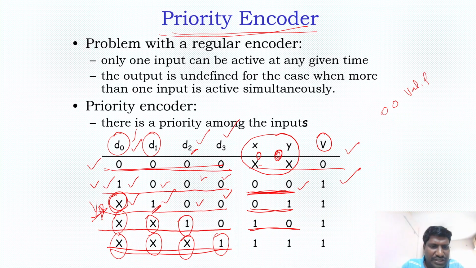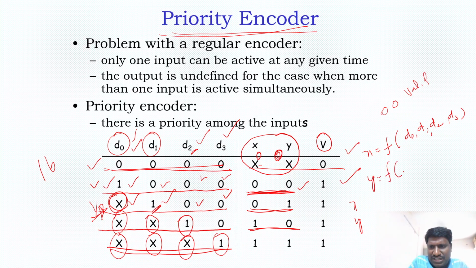Now when there are 4 inputs, what are the possible combinations? 16 possible combinations. So all 16 possible combinations are covered here. So what I need to do is enter these values into a K-map so that I am going to get the expression for X, the expression for Y, and the expression for V. Why? X is a function of D0, D1, D2 and D3. What about Y?